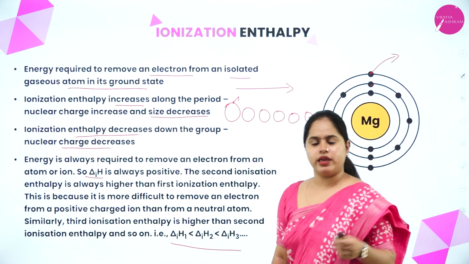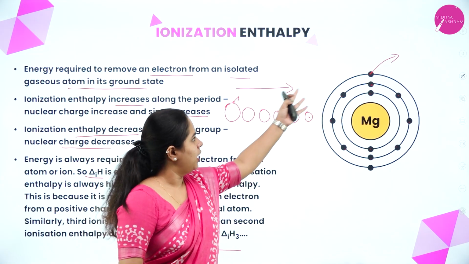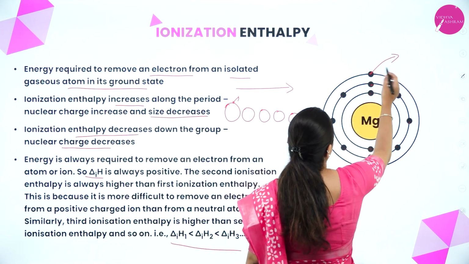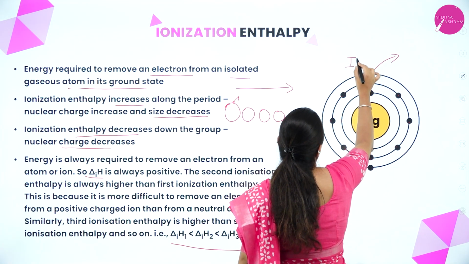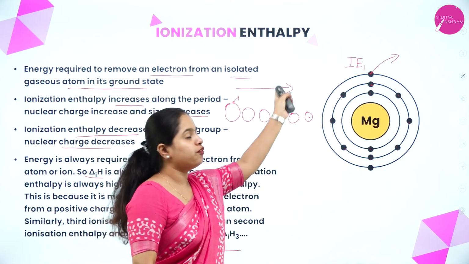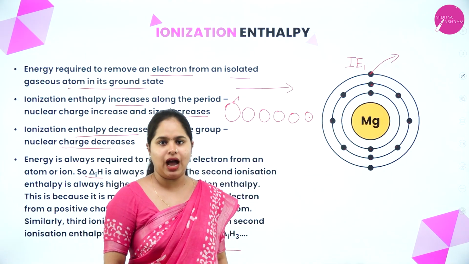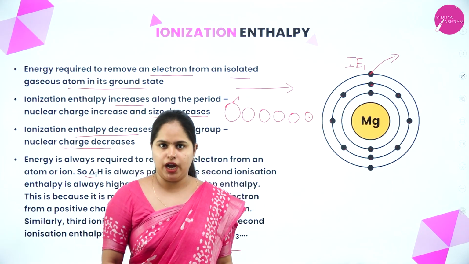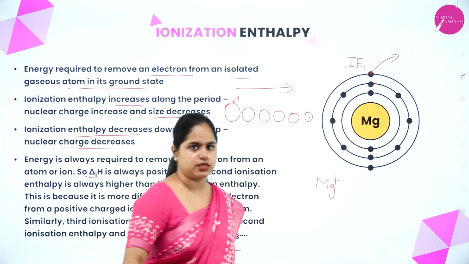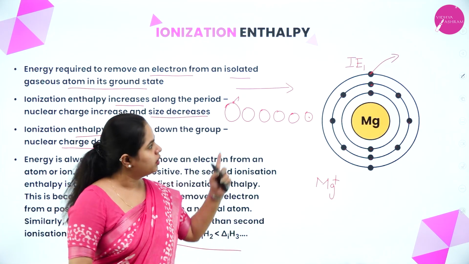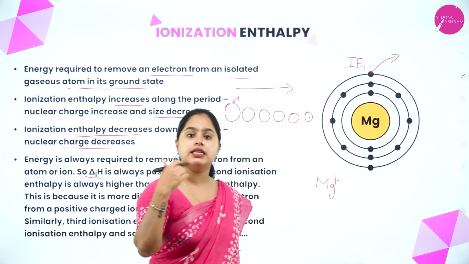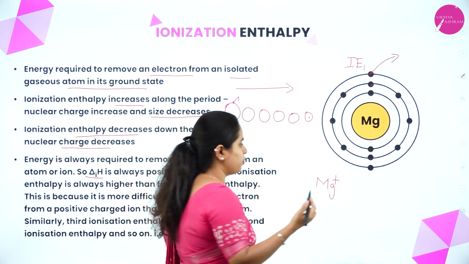Let's take this example itself. I want to remove one electron from the magnesium atom. The first ionization enthalpy is the energy required to remove the first electron from the magnesium atom. Now it became a magnesium ion, a positively charged magnesium ion, Mg+, because one electron has been removed. Now I want to remove the next electron. The second electron is also to be removed.